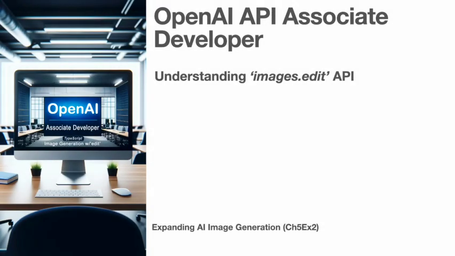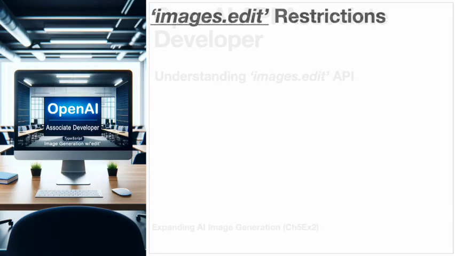In this lesson, we're diving into the OpenAI images.edit API call. This API extends the image generation capabilities by allowing you to edit a portion of an existing image. Now let's explore how to use this API.